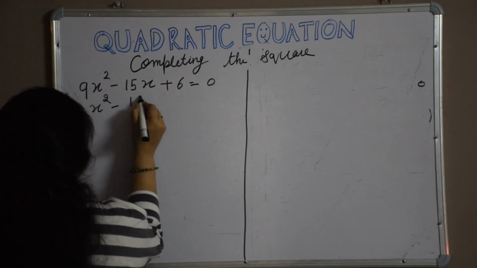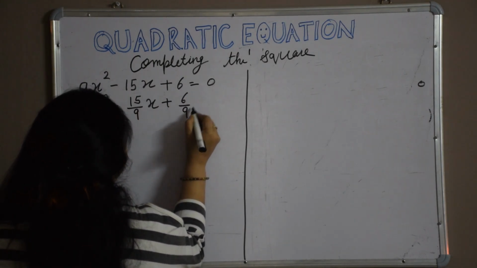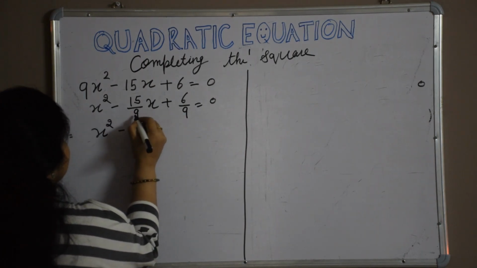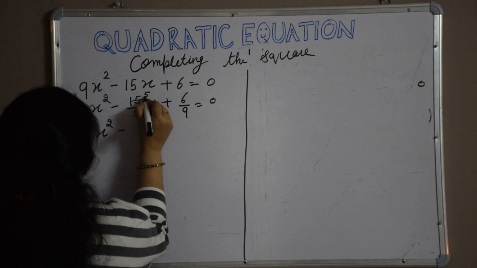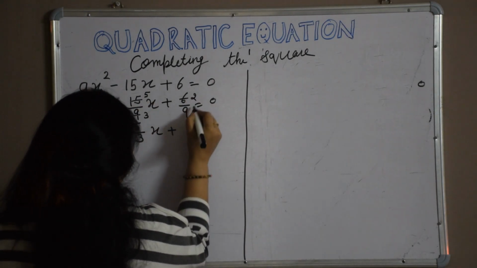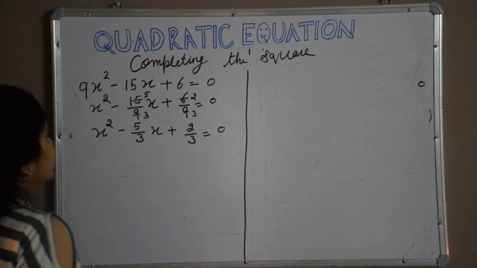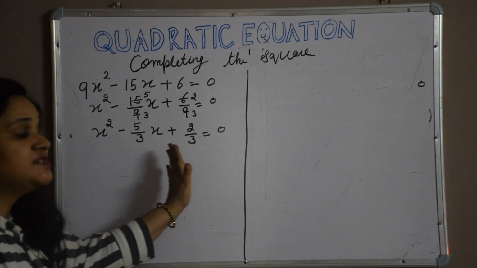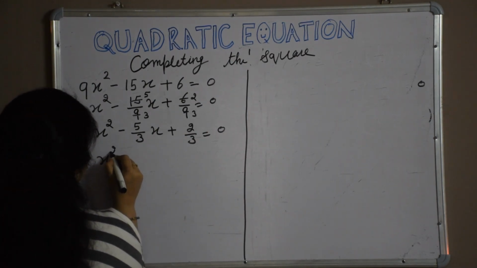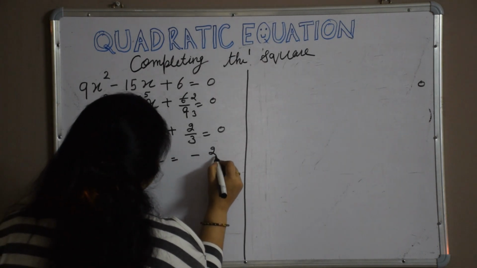x square minus 15 by 9x plus 6 by 9 equals 0. x square minus, we can cancel out with 3, 5 by 3x plus 2 by 3 equals 0. Now take the constant term to the right hand side. x square minus 5 by 3x equals minus 2 by 3.